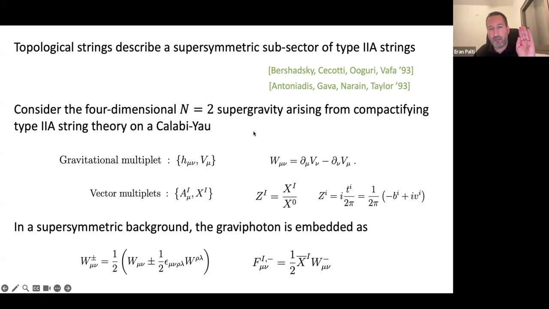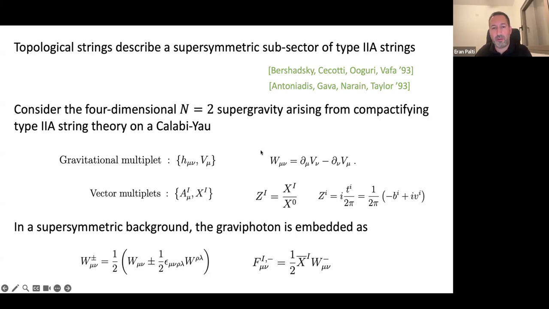Take type 2A string theory, now the full physical type 2A string theory, compactify it on a Calabi-Yau threefold. And that gives you an N=2 supergravity in 4 dimensions. This N=2 supergravity in 4 dimensions has the following multiplets. It has a gravitational multiplet that has the graviton in it. And then because it's N=2, there's a bosonic superpartner of one spin less. So that's going to be a gauge field. And that gauge field we call the graviphoton, because it's in the same multiplet as the graviton.